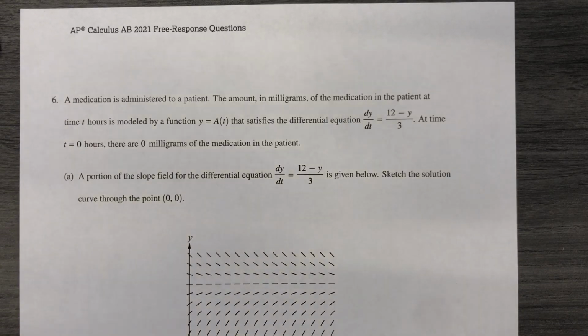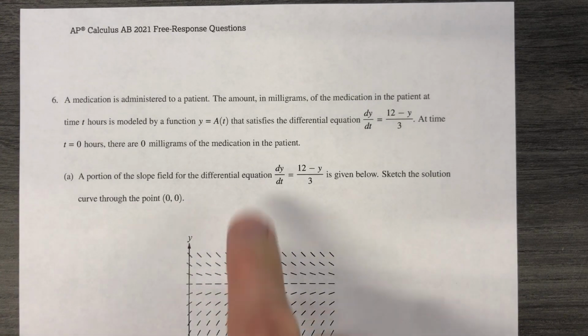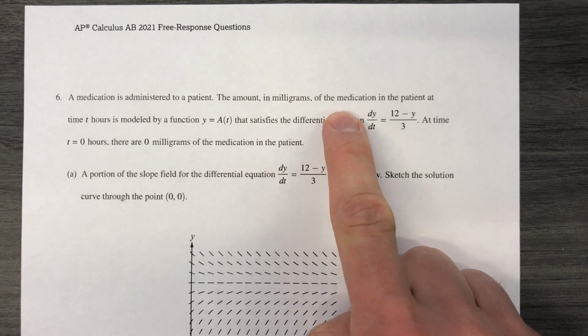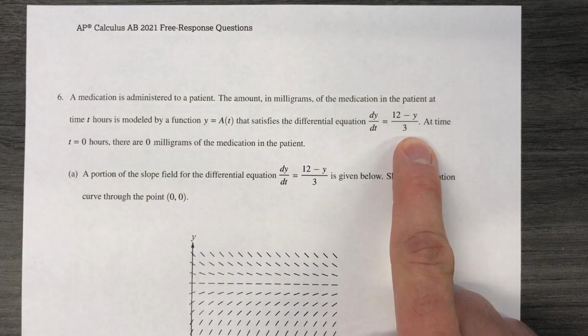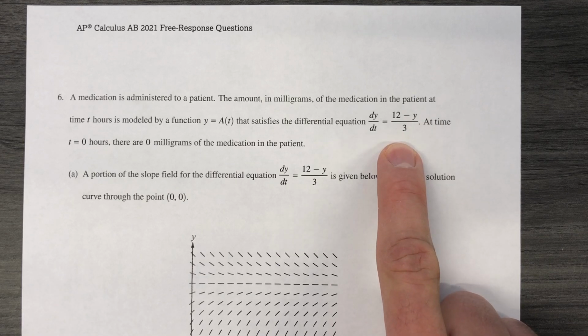2021, number 6. This is the AB exam. This is calculator inactive. We won't need it anyway. A medication is administered to a patient. The amount in milligrams of the medication in the patient at time t hours is modeled by this function and satisfies this differential equation. They did not give us the function, they gave us the derivative.